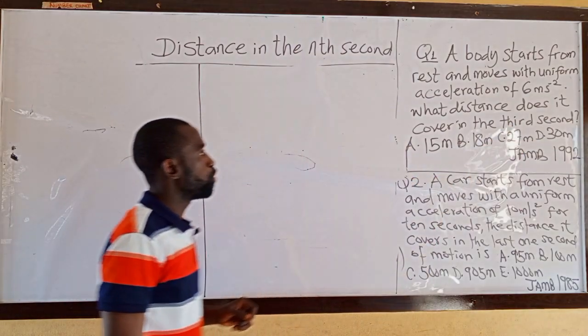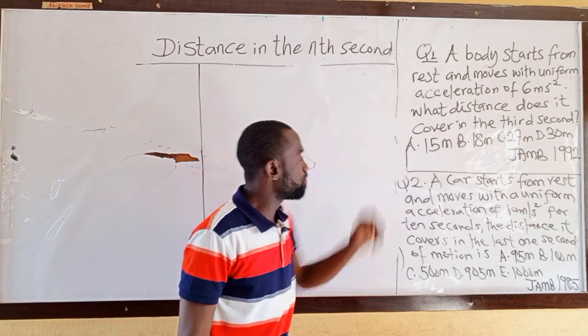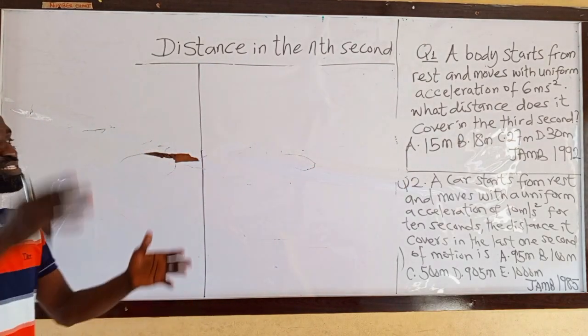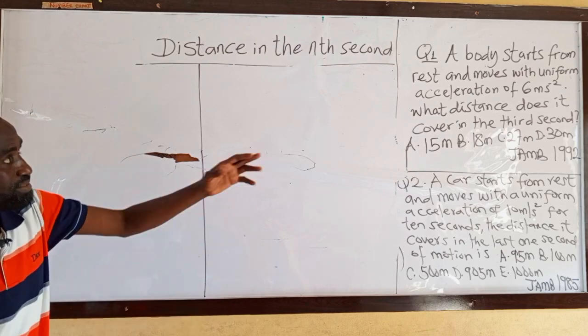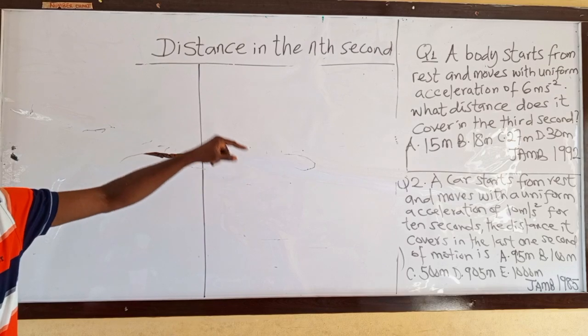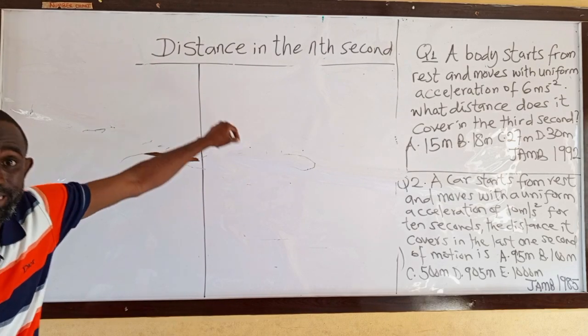So this is the formula that we are going to use to solve this kind of question. You see it in JAMB, you see it in WAEC. This kind of question is a special case under motion of a body in a straight line, which we call kinematics. Are you with me?